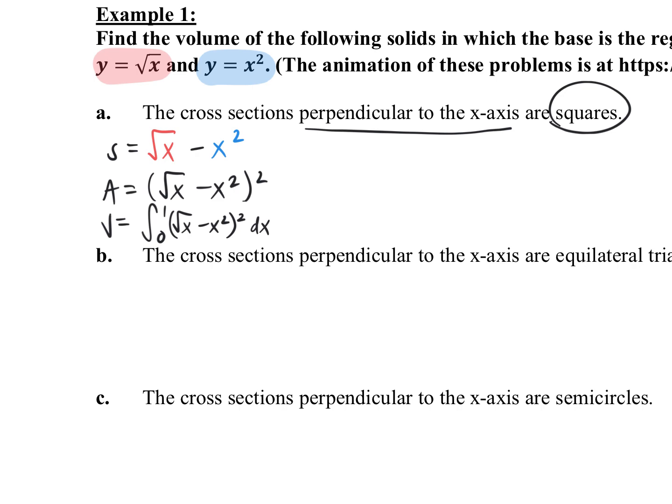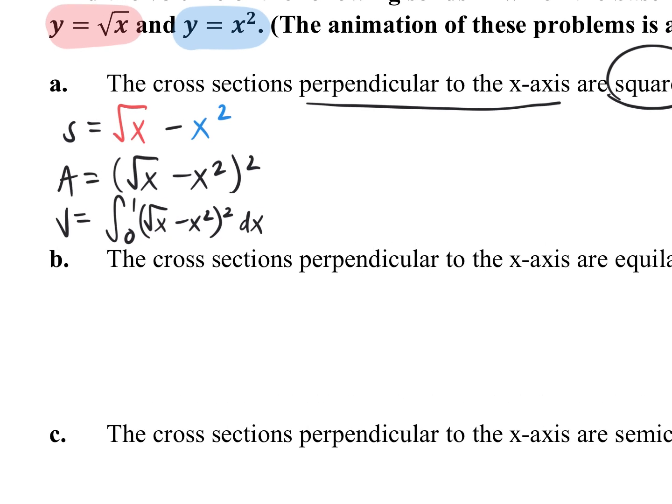I would highly recommend squaring this out before you take the integral of it. So if I distribute this, if I FOIL it out, I'd have the integral from 0 to 1 of the square root of x minus x squared, times the square root of x minus x squared. They're being multiplied together here.